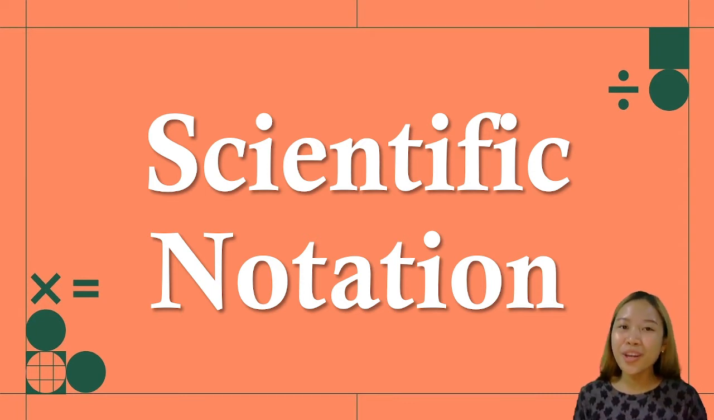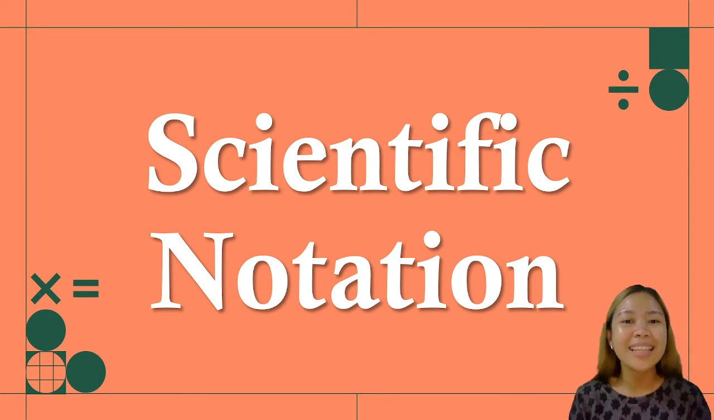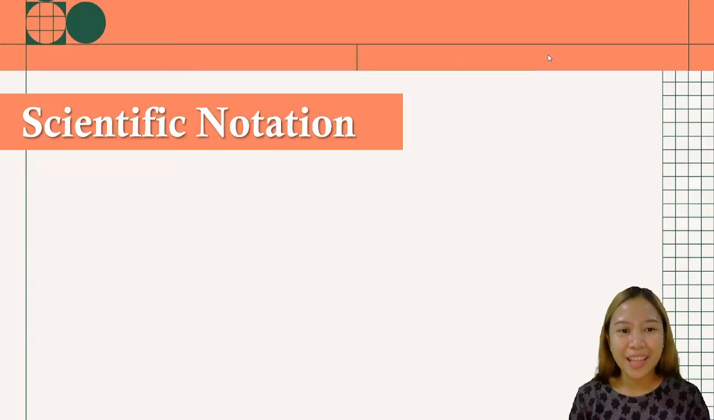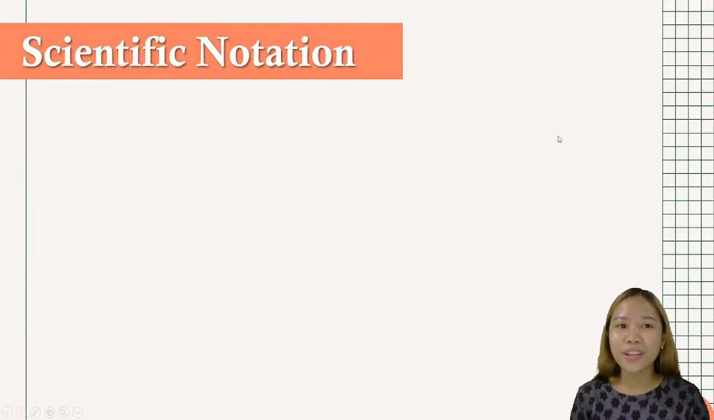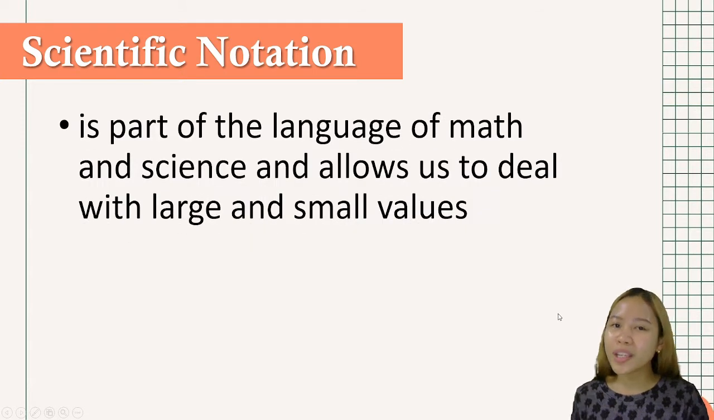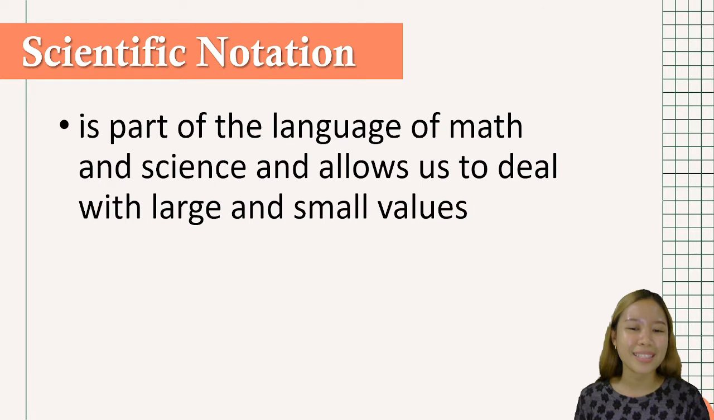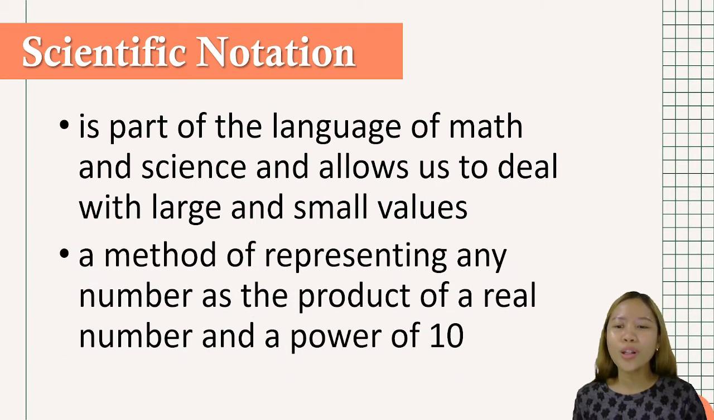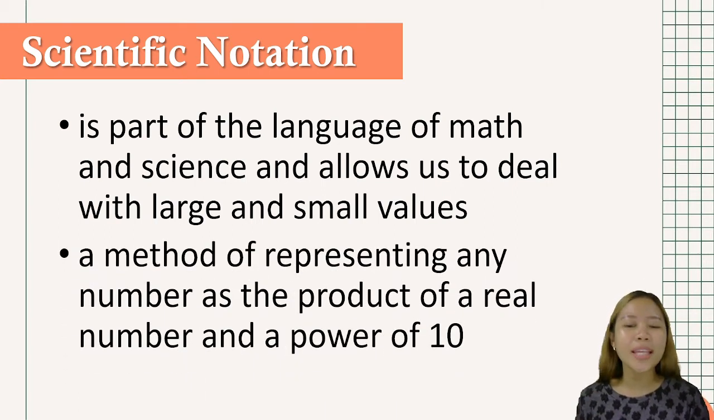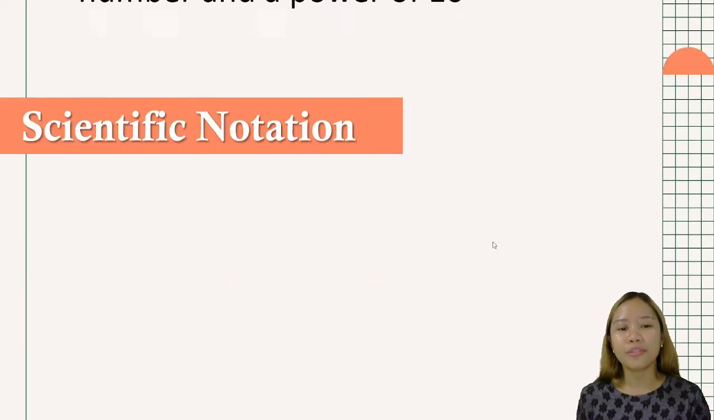So in this video, we are going to study about scientific notation. Now, what is scientific notation? When we talk about scientific notation, it is a part of the language of math and science, and this allows us to deal with very large and very small quantities. Also, it is a method of representing any number as the product of a real number and a power of 10.